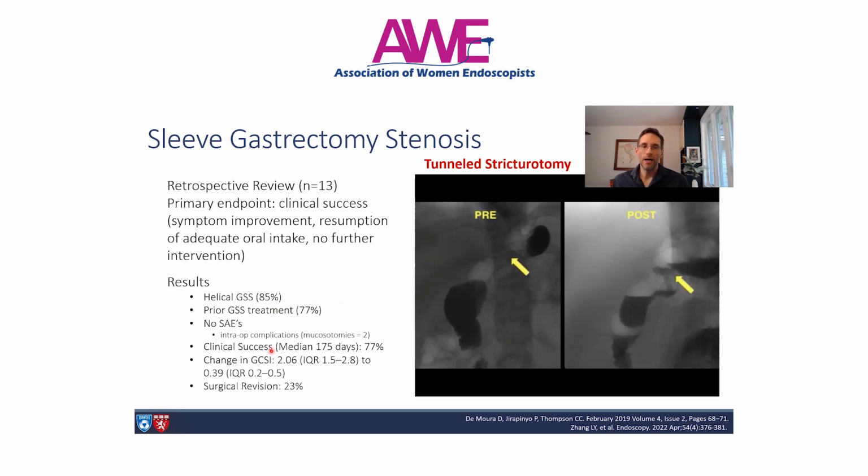So the clinical success was 77% with no SAEs. You can see the improvement in GCSI from 2.06 to 0.39, and only 23% of these patients ended up requiring surgical revision.